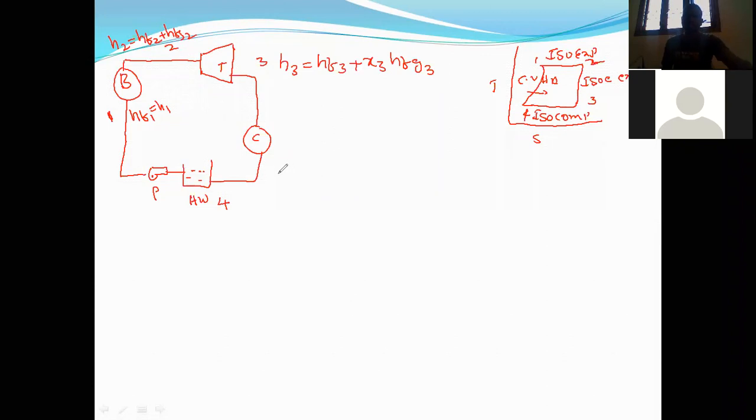Now you listen to me. What is the next one? The next one is after the condenser. After the condenser, what is the heat? That is H4. H4 is equal to what? It is simply HF4. Why? Because we are removing the latent heat in the condenser and we are converting steam into water here.